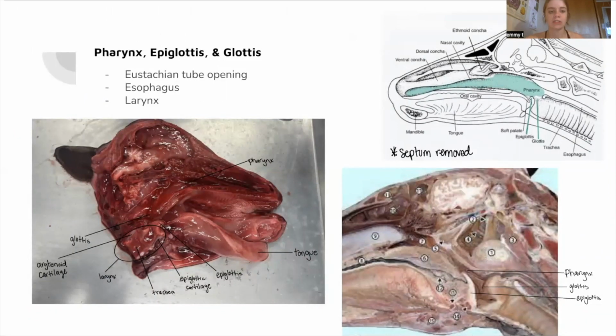Then we have the epiglottis, which is a flap located behind the tongue and at the top of the larynx, which lies caudal to the base of the tongue. During swallowing, the tongue and the larynx work together to fold the epiglottis so that it covers the entrance of the larynx and direct food towards the digestive tract and air towards the respiratory tract.